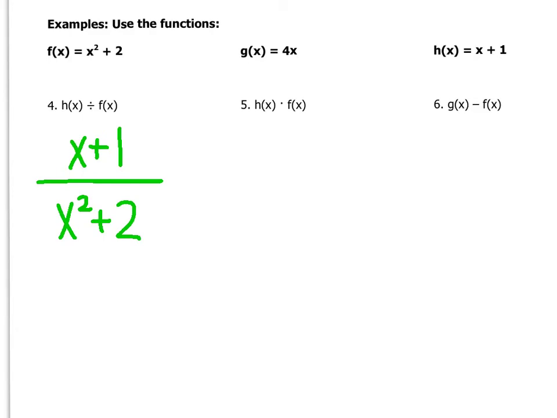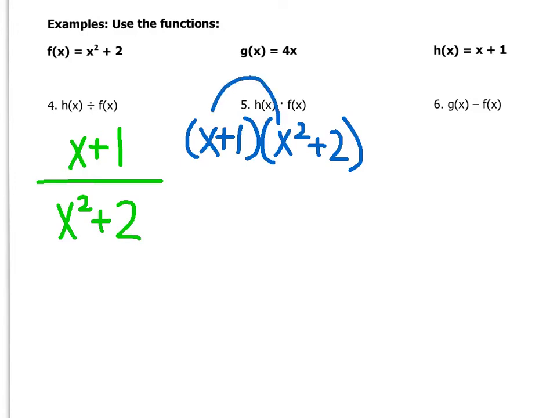Ooh, now the fun begins. H of x is x plus 1 times f of x, x squared plus 2. This is multiplying 2 binomials. Anybody remember how we multiply 2 binomials? Rachel? Yes, you do, FOIL. Our friend FOIL is back.